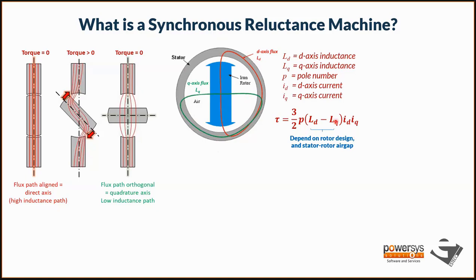Here I'm also including a torque equation. The key point here is that the torque amplitude, or magnitude of torque, is dependent on the difference between this D and Q axis inductance. This is for a single phase example.